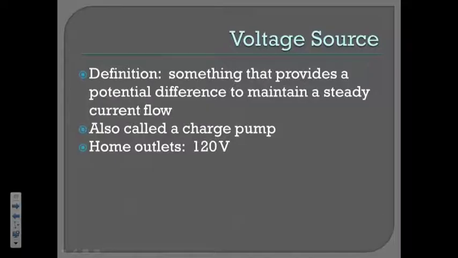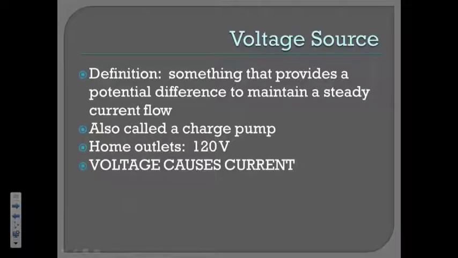In your house, you have 120 volts coming out of your outlets, except for your dryer, which usually is about 240, I believe. So 120 volts can be very dangerous. I suggest you not play with it. So voltage is what causes current. Voltage is what gets the electrons moving and gives the electrons their push so that they can move through the circuits.